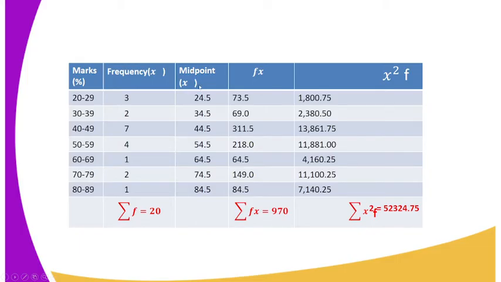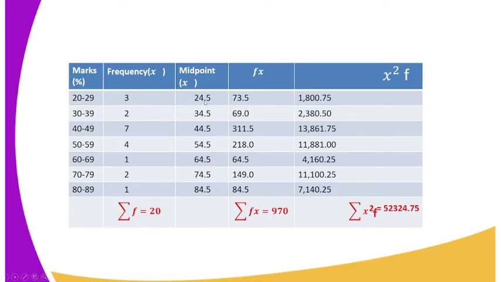In the previous lesson, I discussed how you are supposed to calculate the midpoint, and in this lesson I'm going to explain how you are supposed to get the fx. The midpoint is obtained as follows: 20 plus 29 gives 49, you divide by 2, and you get 24.5. You repeat the same for the rest, and you fill the entire column of midpoint.